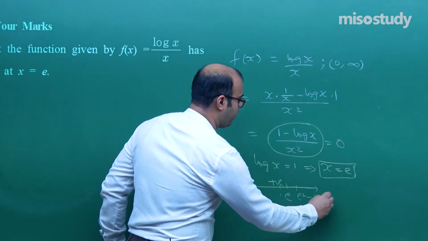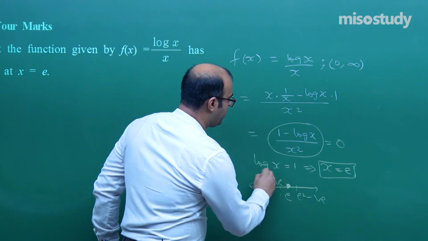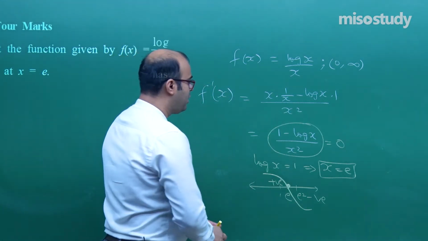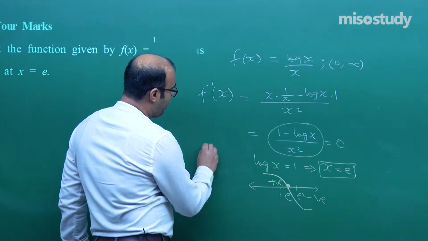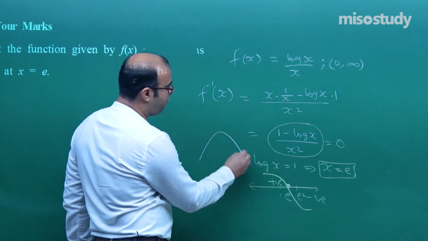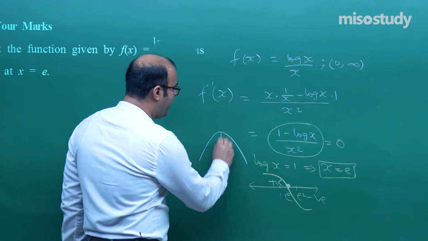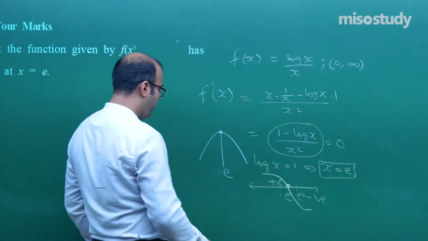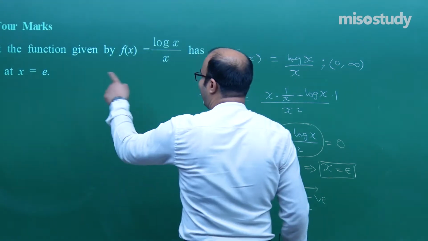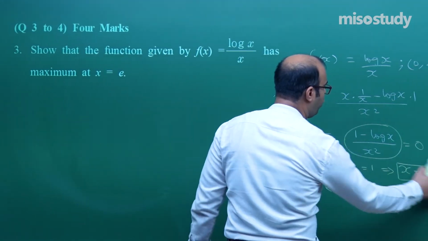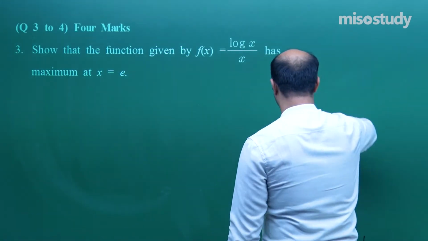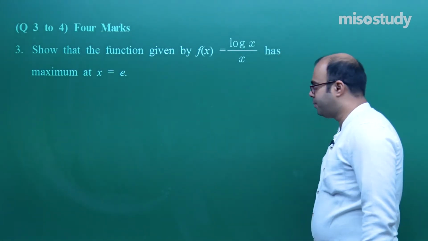So this is negative. So when you cross e, the derivative crosses from positive to negative. What it means is that earlier the graph has positive slope, later the graph has negative slope. So the point e is actually the point of maxima. So we have proved that log x by x has a maximum at x equal to e, by the first derivative test. We can also use the second derivative test, it depends upon us.